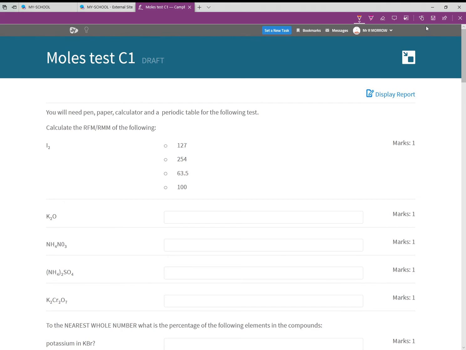Okay guys, so we're going to have a look today at the Year 11 moles test. This is not the assessed homework, it's the test. So you probably, in fact you definitely should have the copy of your own test, possibly printed out if possible, or at least on another screen, or split this screen, either way.